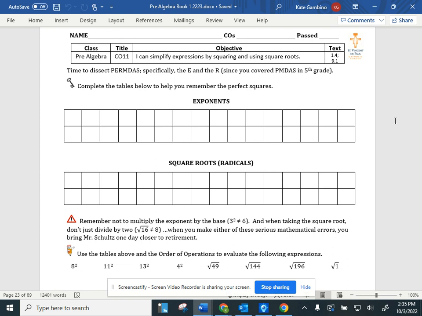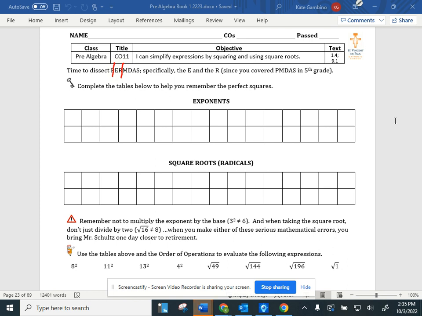Because we know the multiplying, dividing, adding, subtracting, the parentheses. So today we're going to focus on that ER, the exponents and the radicals. So we're going to complete the tables below to help us remember the perfect squares.